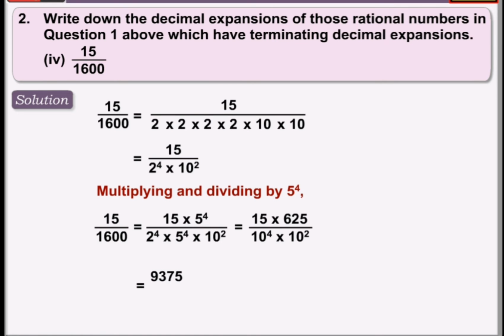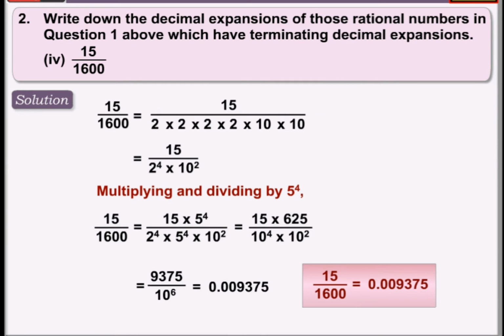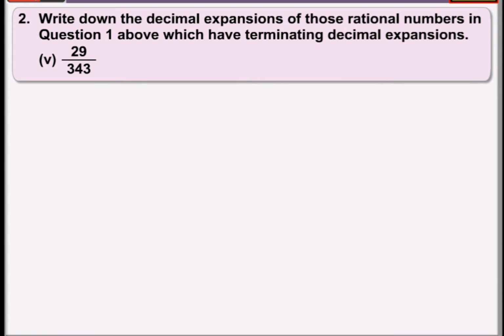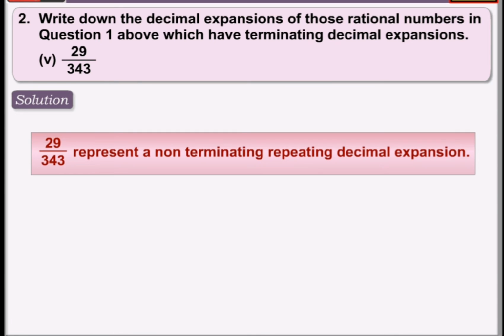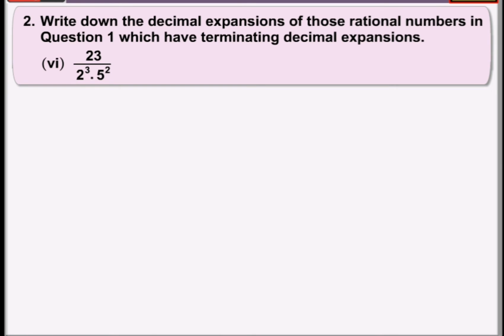So it is 9375 upon 10 raised to power 6, which means it is 0.009375. Number 5. 29 upon 343. Answer. 29 upon 343 represents a non-terminating repeating decimal expansion. Number 6. 23 upon 2 cube into 5 square.